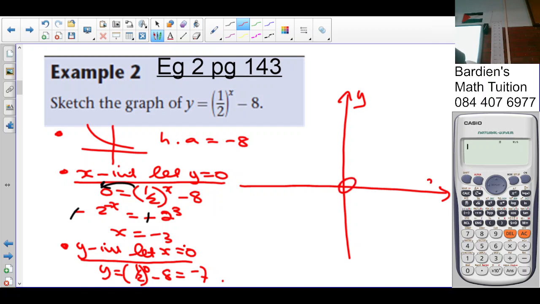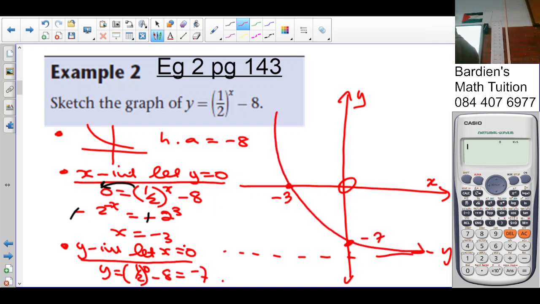There's your 0, your x, you have a y, your x of minus 3. The first thing we normally draw in now is our asymptote. So y is equal to negative 8 is there. Okay? And you're going to cut at negative 7. So it's a decreasing exponential function. Okay? And there we go.